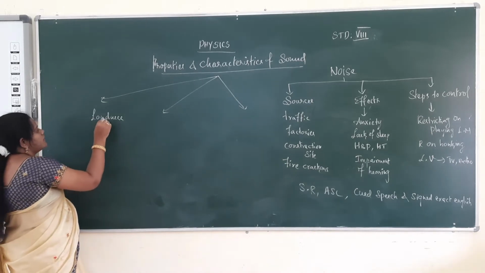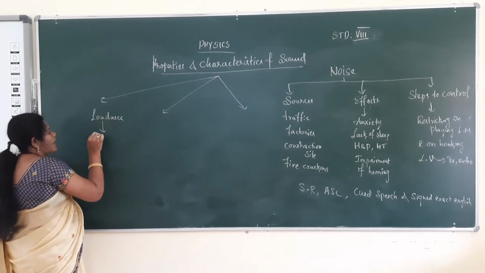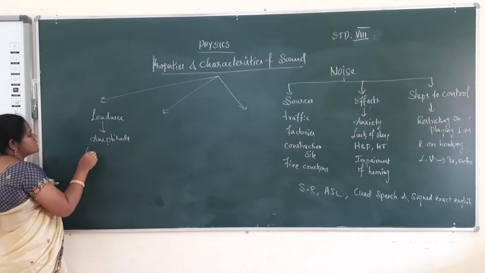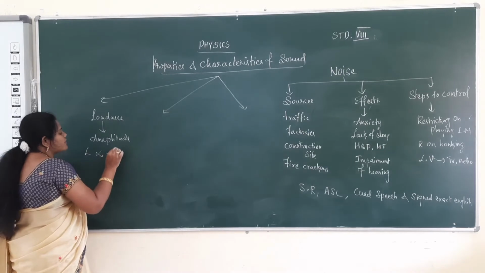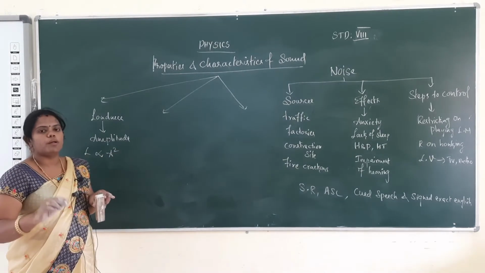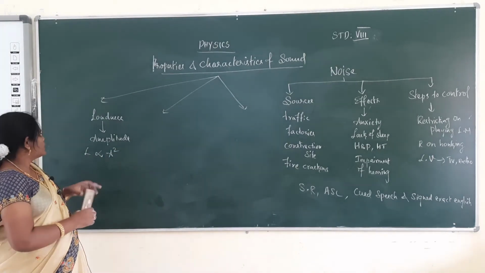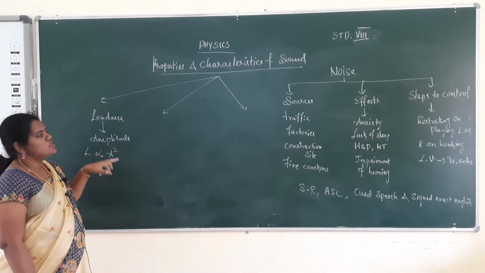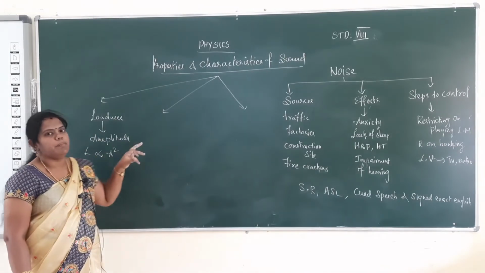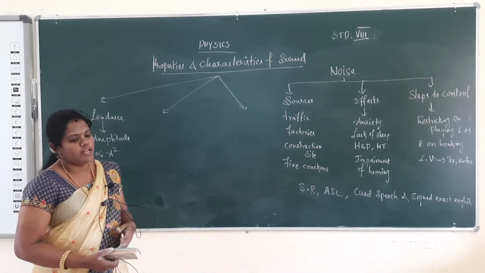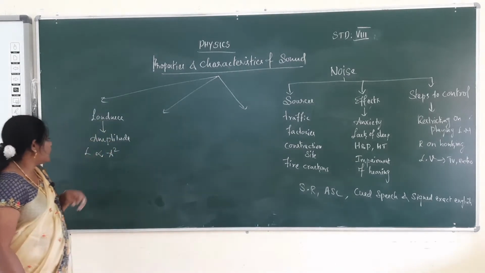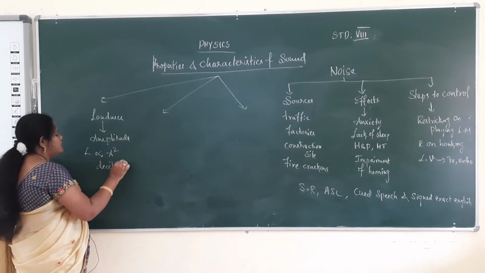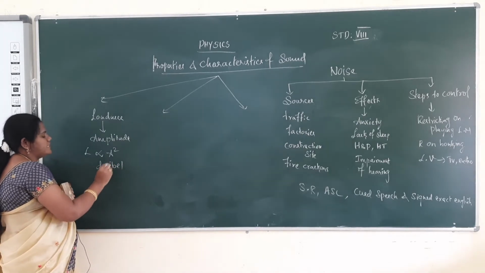Loudness depends completely on the amplitude. Loudness is directly proportional to the square of the amplitude. If the amplitude is greater, automatically the loudness will be greater. Loudness is measured in decibel. The unit of loudness is called decibel.